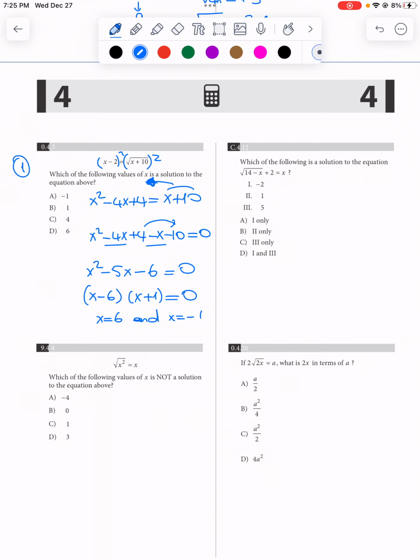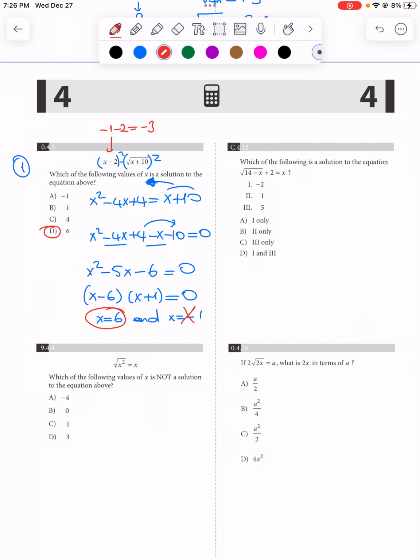Okay, so we just need to try them in our equation. It cannot be x is equal to negative 1, because once you replace x with negative 1, it'll be equal to negative 1 minus 2, which makes negative 3. If you are working with real numbers, then a square root cannot be equal to a negative number. It must always be equal to 0 or greater than 0. That's why x is equal to negative 1 cannot be a solution for this equation. There will be only one solution for this question, which is x is equal to 6, answer choice D.